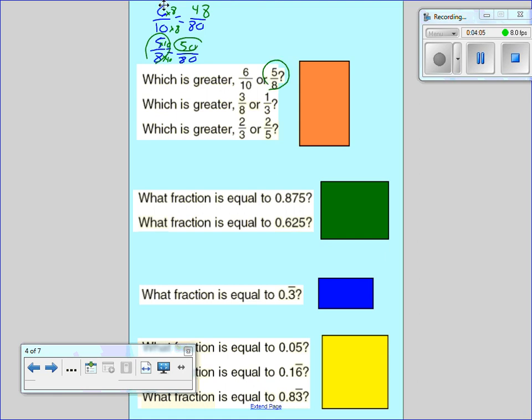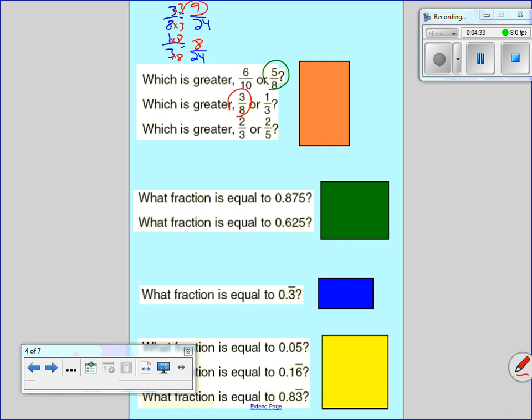Let's do another one here. 3/8 and 1/3. You see I'm stacking my fractions like always. 8 and 3. They both go into 24. So I'm just using the multiplication method of finding common denominators. 8 times 3. 3 times 3 is a 9. 3 times 8. 1 times 8 is an 8. 9 is bigger, so that means 3/8 is larger.